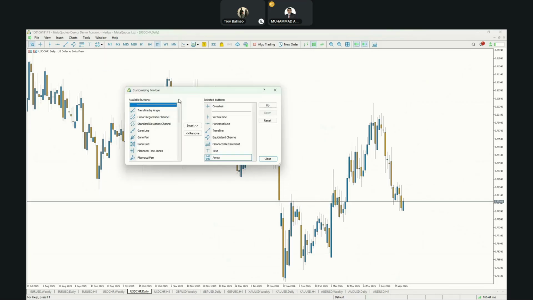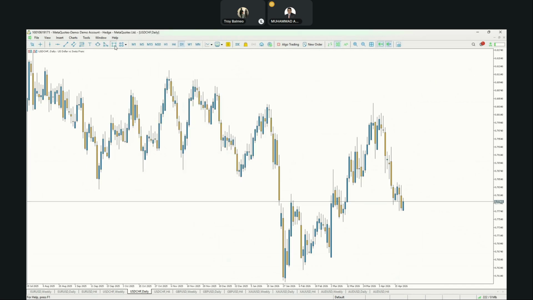Let me show you something. So this is where we got a move to the downside, a bearish decline, and this is telling me that market wants to go down over here. The price action wants to show us further weakness.